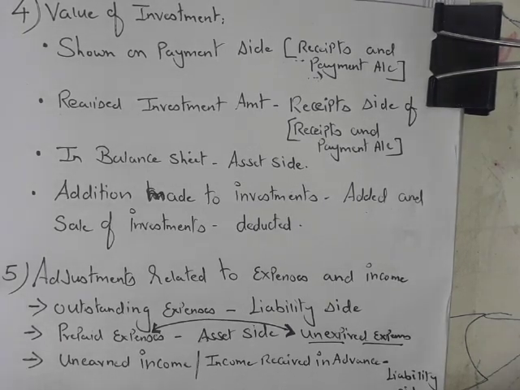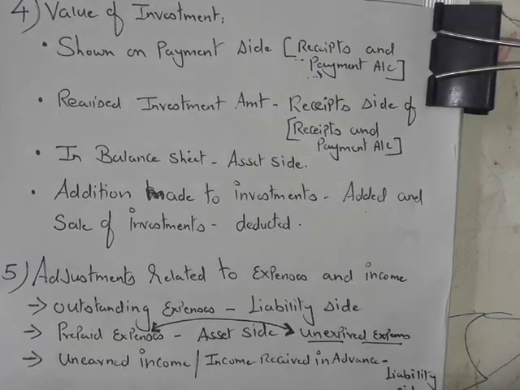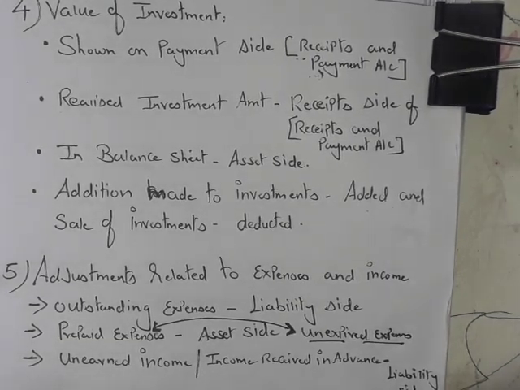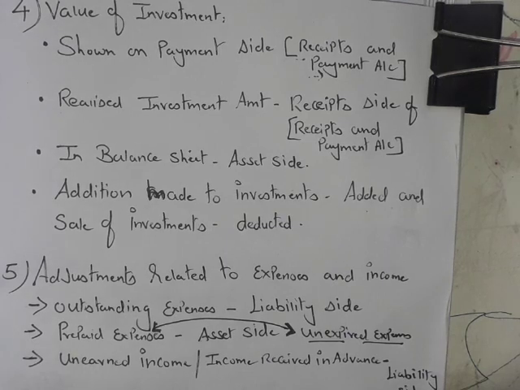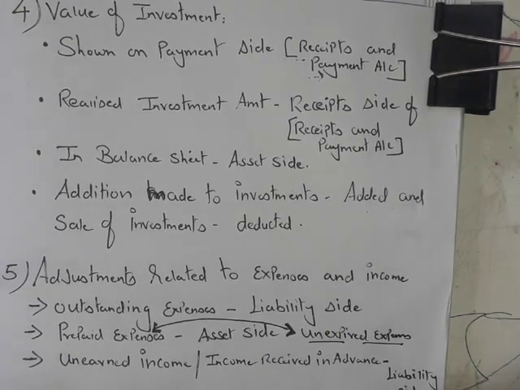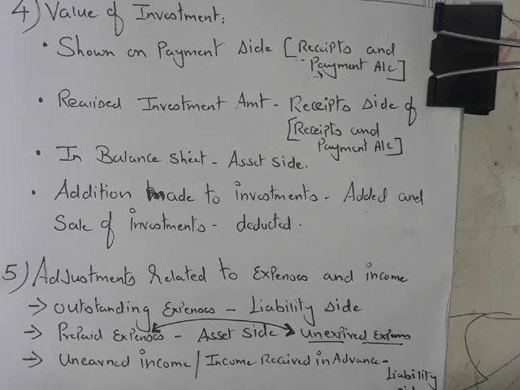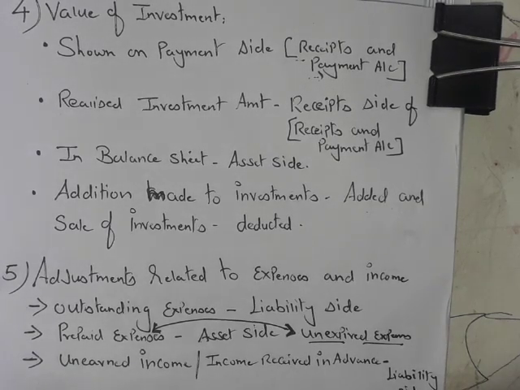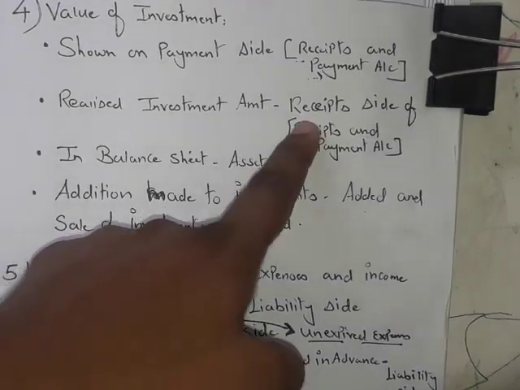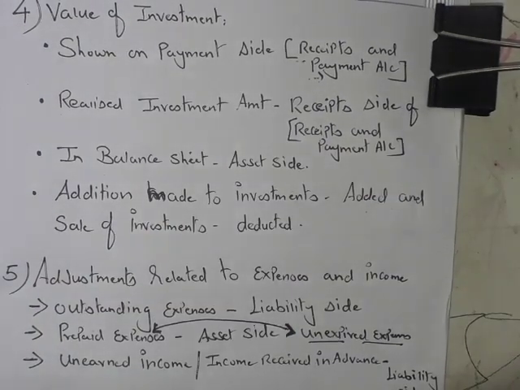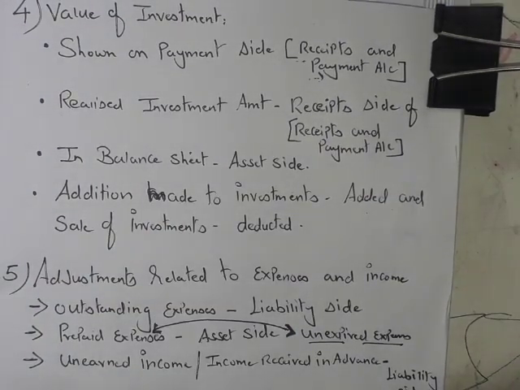The same amount will be shown as a payment in our receipts and payment account. And if you have realized some amount from that investment, either in terms of interest or dividend or anything else, then those incomes will be treated as a receipt for that particular organization and will be appearing on the receipt side of our receipts and payment account. Any doubts so far? Right.